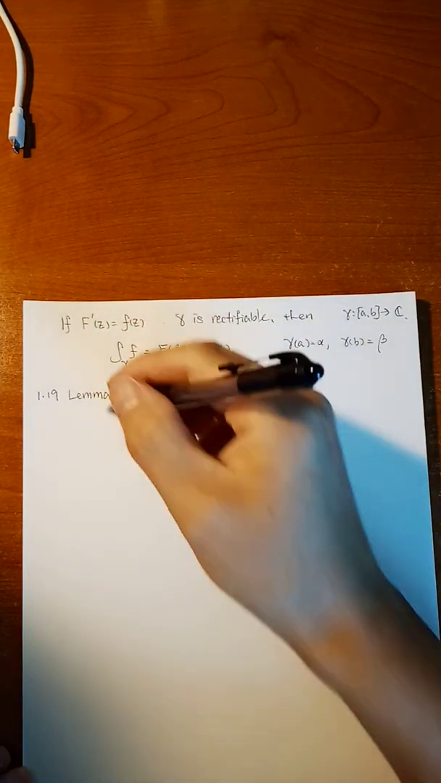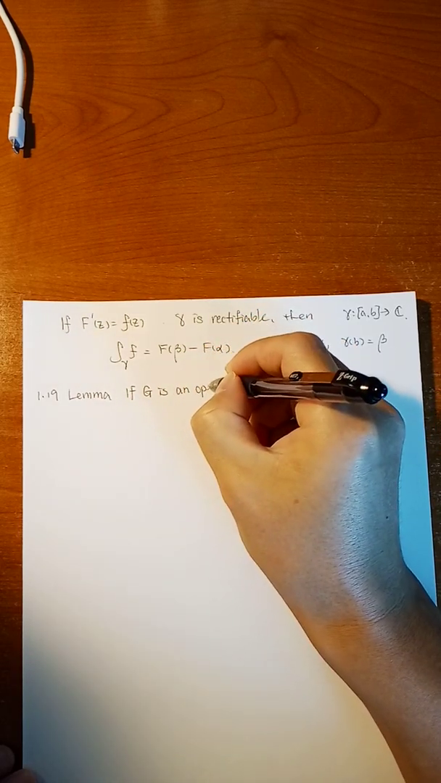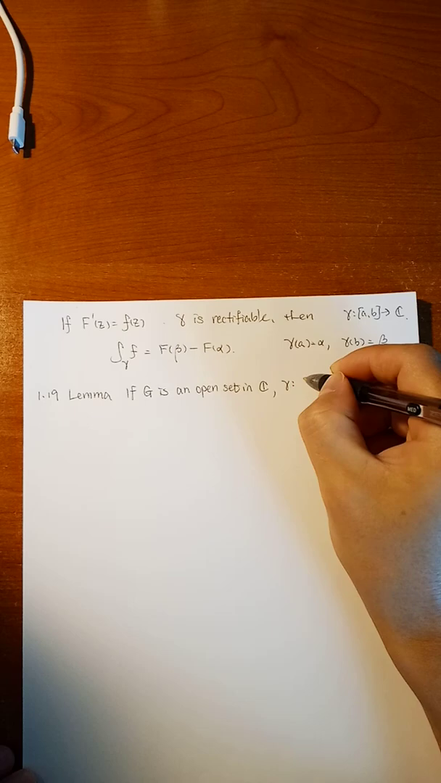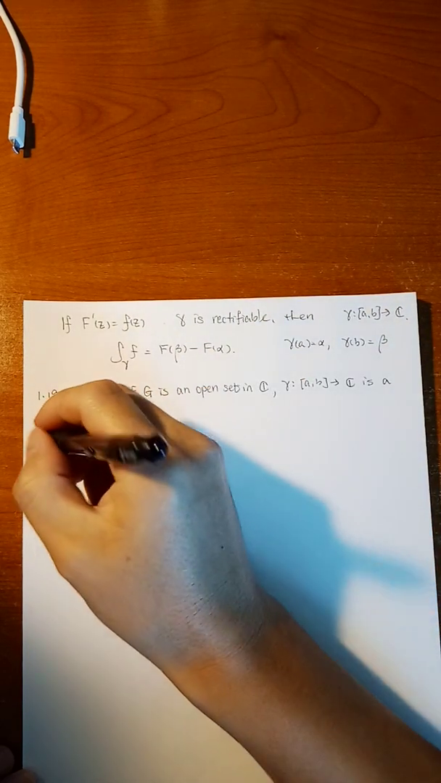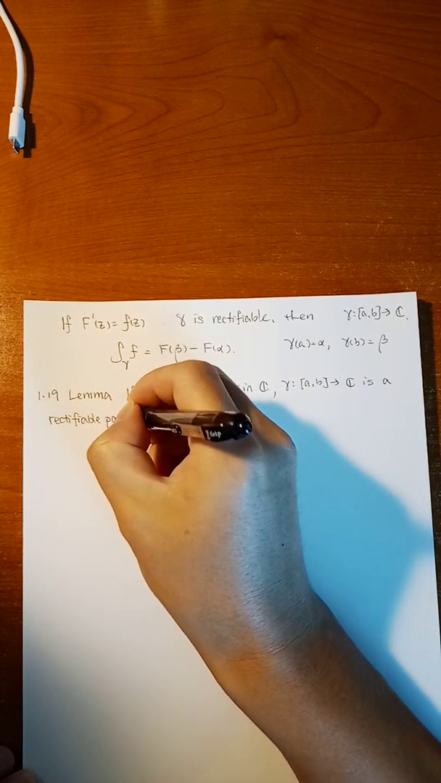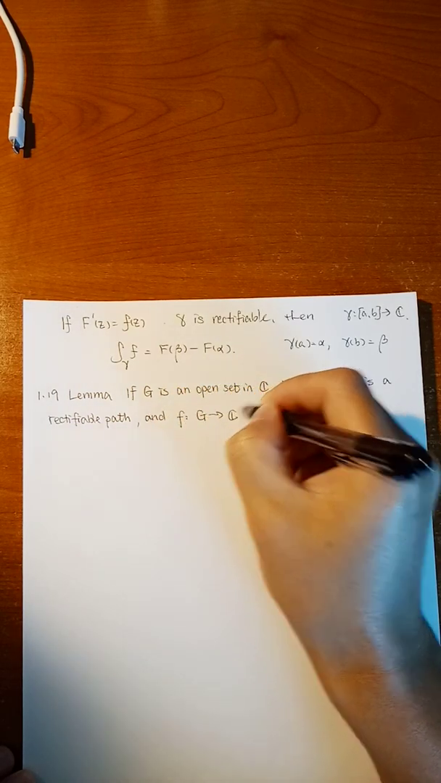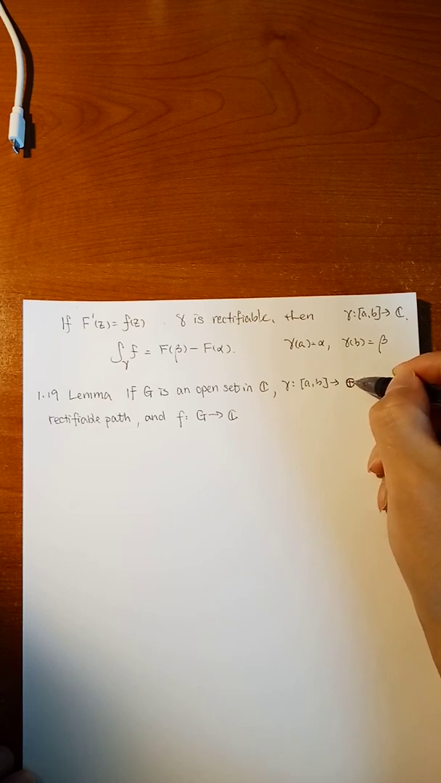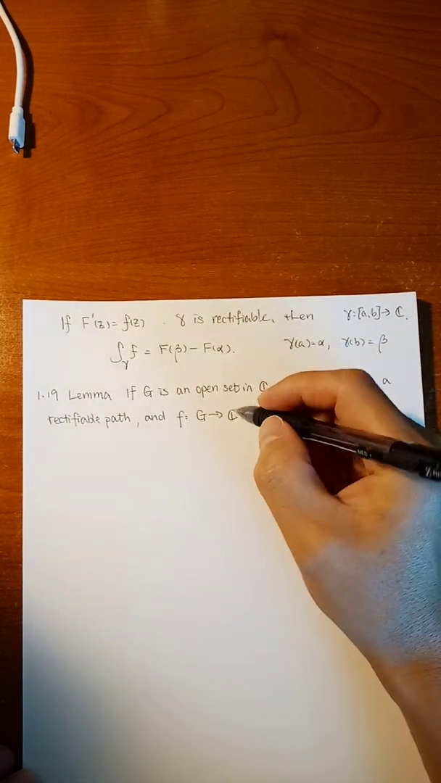Lemma 1.19 says if G is an open set in the complex plane and gamma from [A, B] to C is a rectifiable path, and f from G to C, oh, here it is to G, not to C. The image is inside G. Of course, it's inside C, but specifically it is inside G. f from G to C is continuous.